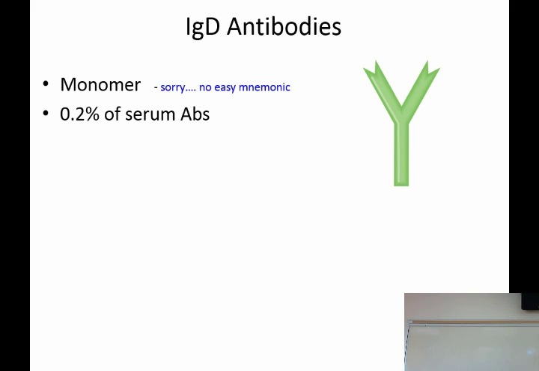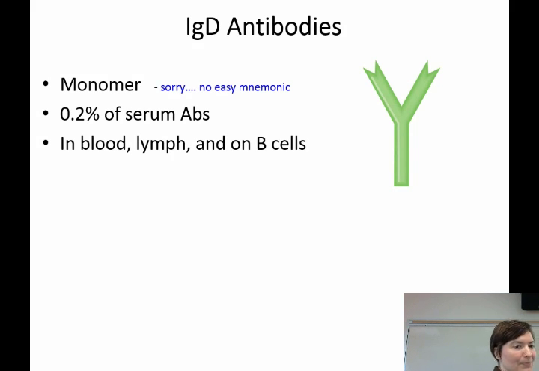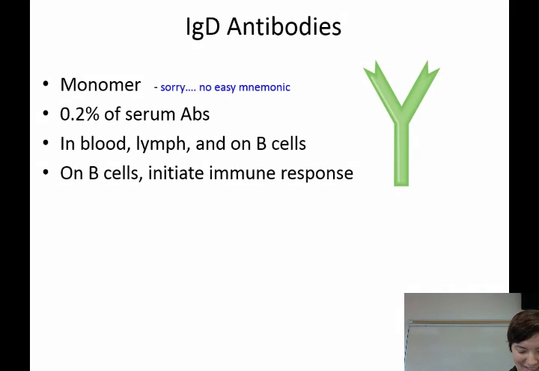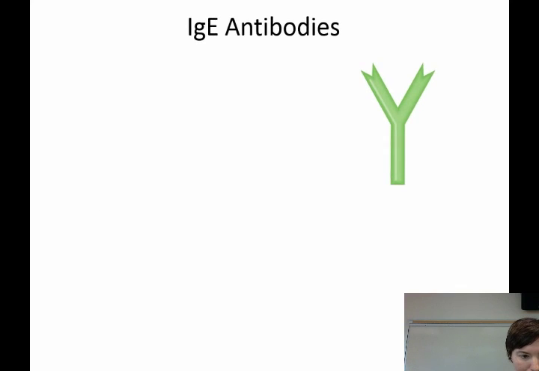They're very rare in the serum. 0.2% of serum antibodies are D-type. They are found in your bloodstream, in your lymph tissue, or lymph fluid, and they're the majority of the ones on B cells. So these are the monomers on B cells. B cells have these IgDs, and they also have IgMs. On the B cell, they're part of initiating that immune response. They're there looking for something to get the whole ball rolling. They have a very short half-life.